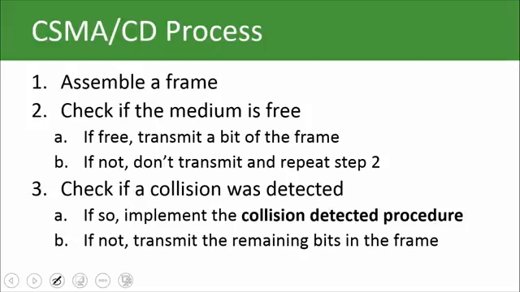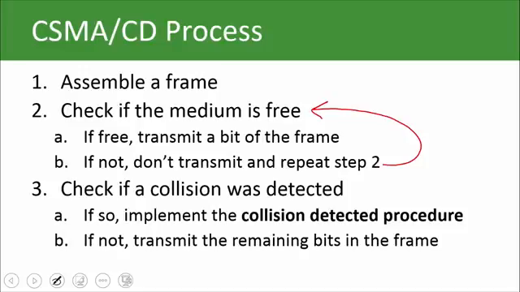What happens is, if a computer wants to use an Ethernet network using CSMA/CD, it's going to assemble a frame. It's going to listen to the Ethernet cable to see if the medium is free. If it's free, it transmits a bit. If it's not, it goes back and listens again, checking to see if it is free. And if a collision is detected, it implements something called a collision detected procedure, which we'll detail in just a second. If not, it just keeps sending all the bits in the frame.